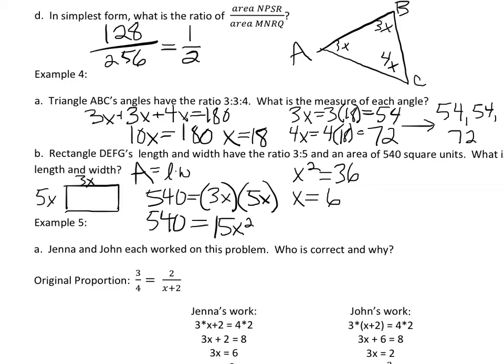Once again, we're not done quite yet. We need to solve for length and width, not just x. So we know that length equals 3 times x, which is 6. So our length is 18. And our width equals 5 times x, which is 6. So our width must be 30. So those are our length and width.